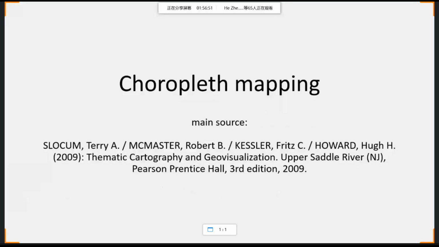Our next topic is choropleth mapping. And of course, classification is very important for choropleth mapping. Usually you classify your data, and therefore you need the methods we have just discussed in the last chapter. So again, I use the book of Slocum and colleagues.